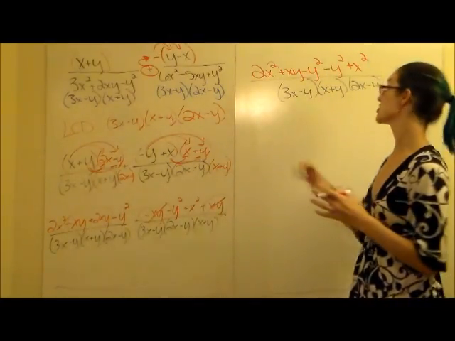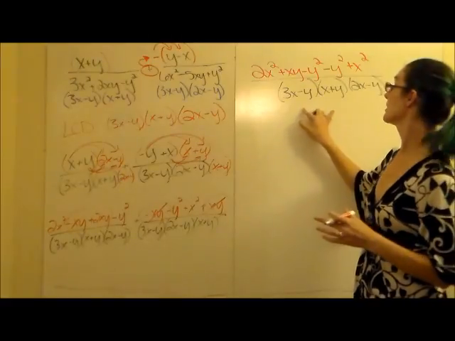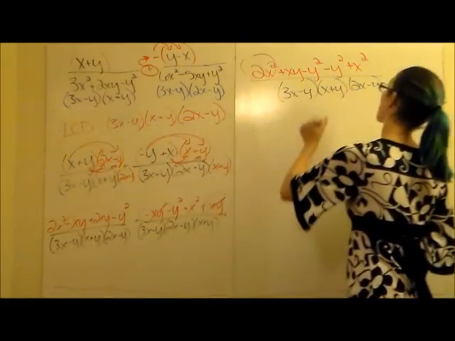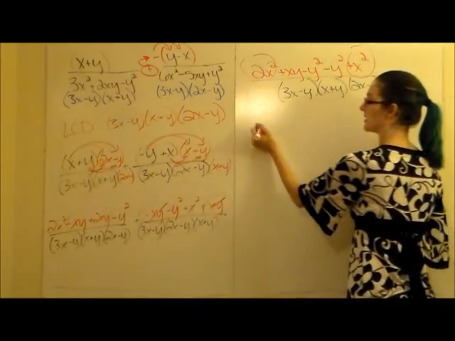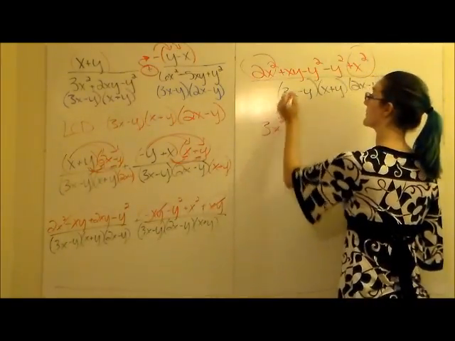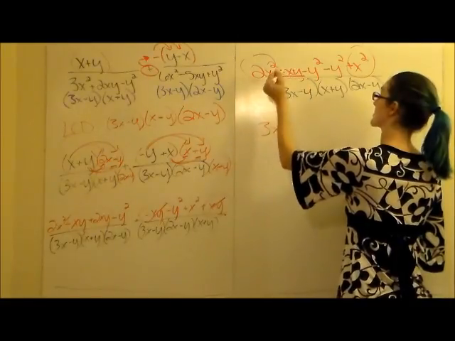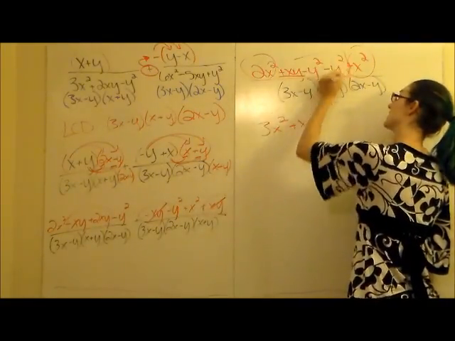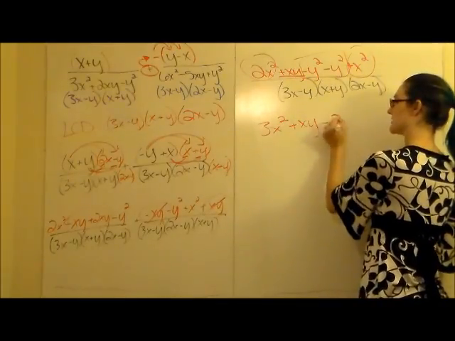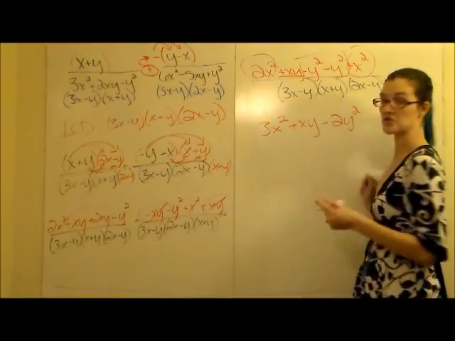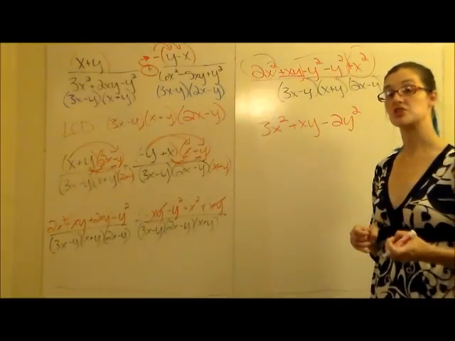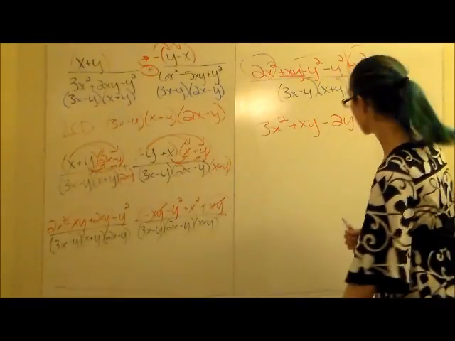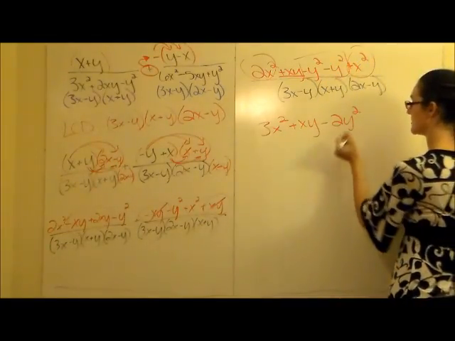Trying to put it into one fraction. Now that I have one fraction, I can go and combine like terms again. I have 2x squared and 1x squared, that gives me 3x squared. I have positive xy, that's the only thing I have like that. And then I have negative y squared minus y squared gives me negative 2y squared. Remember, combining like terms, you change the coefficients, not the exponents. That's all going to be divided by the same LCD we've been working with.